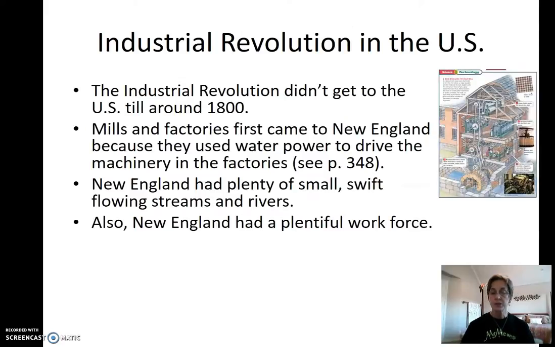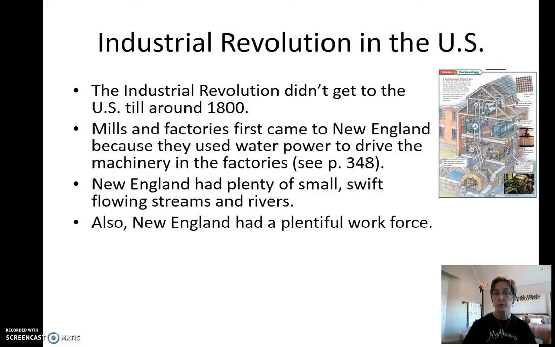All right, so this thing comes to the US, and it doesn't get to the United States until around 1800. And mills and factories first come to the New England area because they needed water power to drive the machinery. There's a little chart up here on this slide, and you also have a picture on page 348 in your textbook that shows you, it looks almost like a Dr. Seuss drawing. But it had like wheels and pulleys and stuff that drove all the machinery inside of that. And New England had plenty of small, swift-flowing rivers, and so they made use of that to drive this machinery.